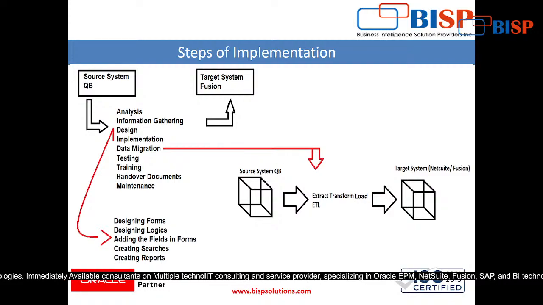Then comes the data migration. Now you can see here, data migration means source system QB and extract. Here we will use the term extract, transform and load, right? Then in this design and implementation part, designing forms, designing logics and adding fields in forms, extracting, creating saved searches, creating reports, these things come under the part of implementation only.